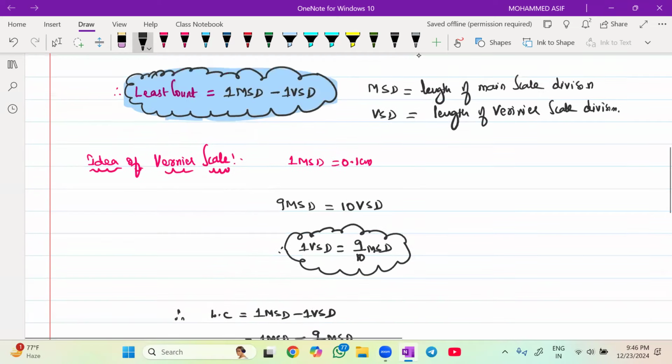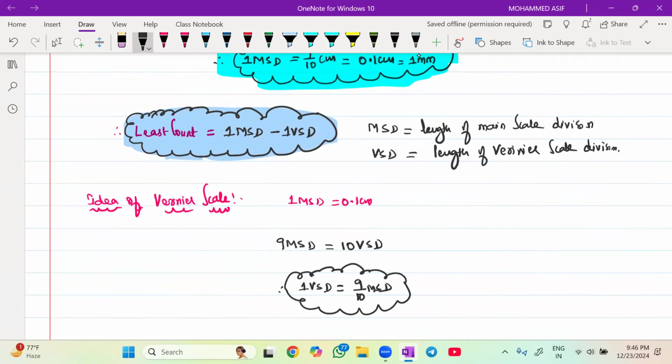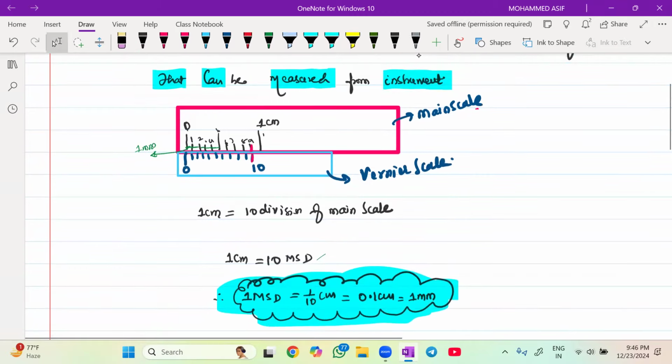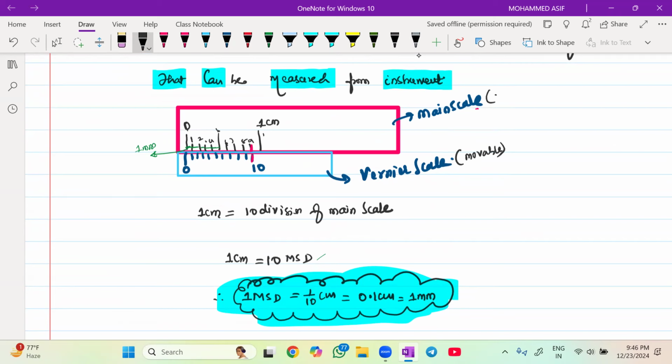Once again, what I'm talking about right now is the Vernier scale. Now the Vernier scale is nothing but which one, beta? The down one, and which is movable. One more thing you need to remember: the Vernier scale is movable. The main scale is not movable. It is fixed. You can't move it. The down one is movable.